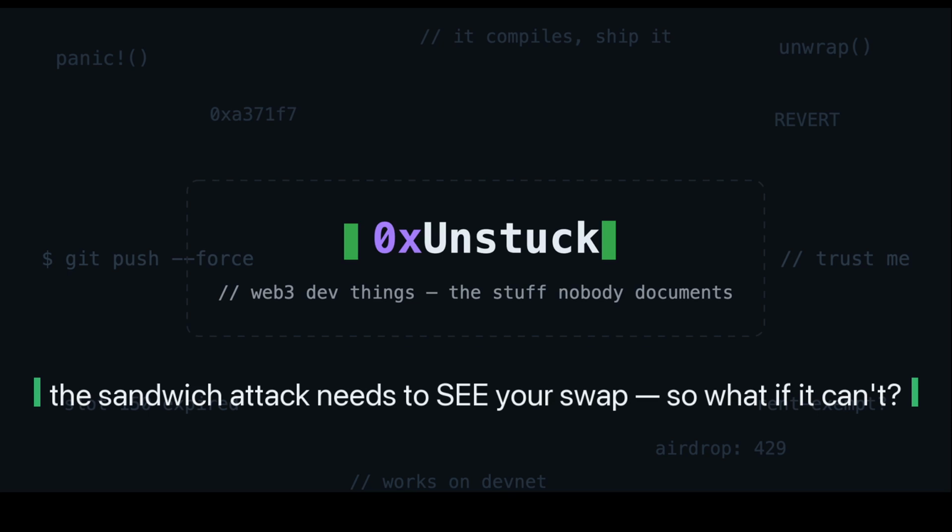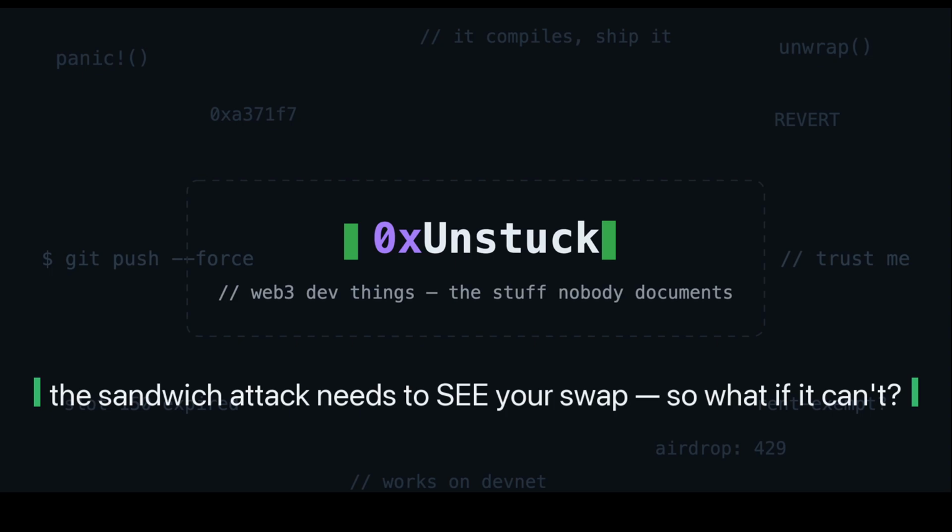Today, the defense against the sandwich attack, and it's beautifully simple: private order flow. A sandwich only works because the searcher can see your pending swap in the public mempool and place trades around it. So the fix isn't to outbid the bot on gas, it's to hide from it. Send your swap privately straight to a block builder, and the bot never sees it, which means there's nothing to sandwich.